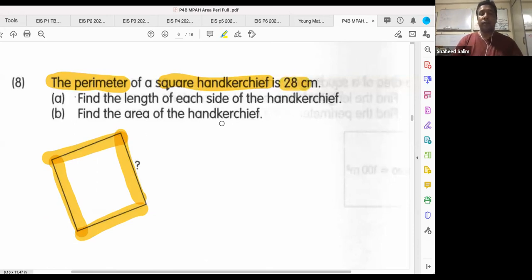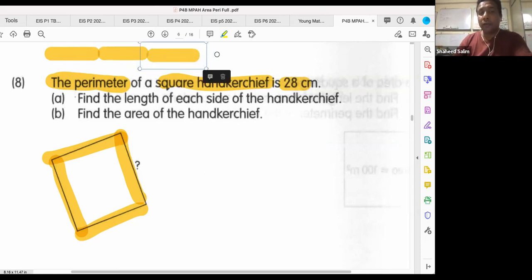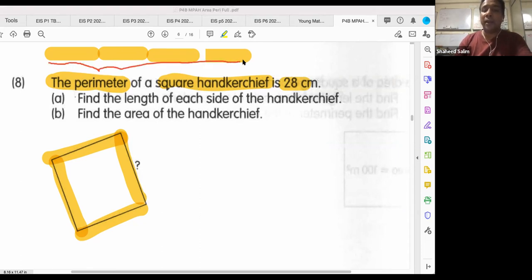What is one length? See, 4 lengths. I draw the length here. 1 length, 2 lengths, 3 lengths, 4 lengths. These 4 lengths are equal to 28. That's what the perimeter is saying. Now this perimeter, I do it like a straight line. 28 cm. What is one length?